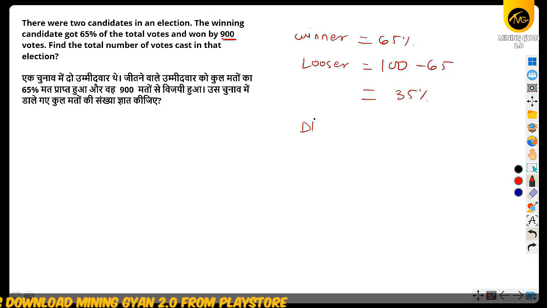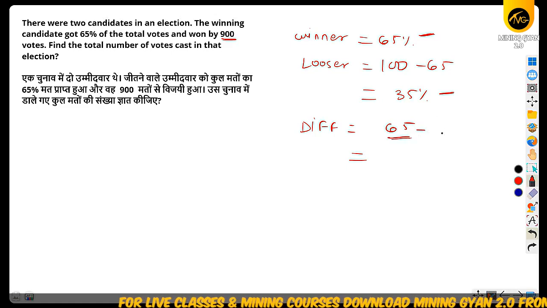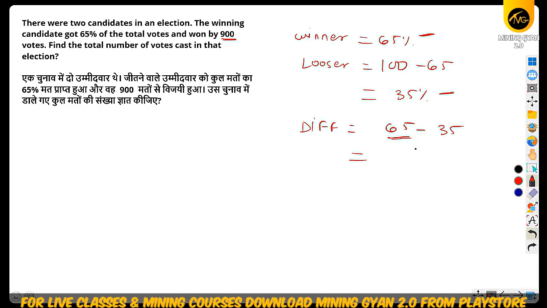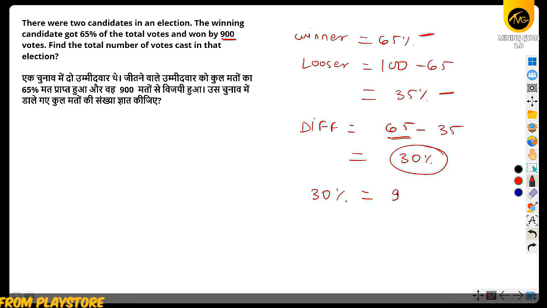Now 65% is the winner's percentage and 35% is the loser's percentage. That means the difference between the losing and winning percentage will be 65 minus 35, which is 30%. Basically, 30% is the margin by which the winner won that election. So 30% is equal to 900 votes. Clear? So 30% is the 900 votes.